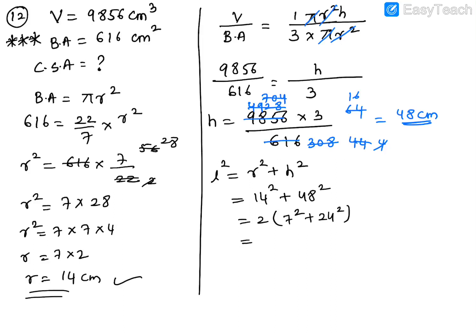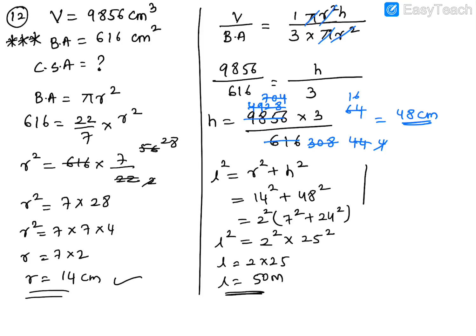Now do you remember, when you took 2 common, we got 7 squared plus 24 squared. But what is 7 squared plus 24 squared? It was 25 squared, if you remember, we did it in the first sum in this video. So L squared is this. What will L be equal to? 2 into 25. So L is equal to 50 centimeter slant height.